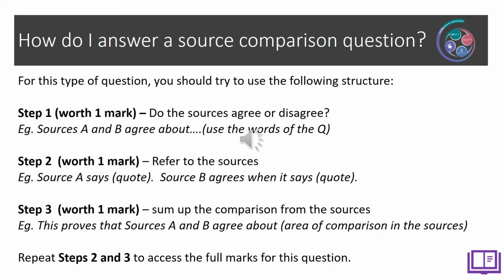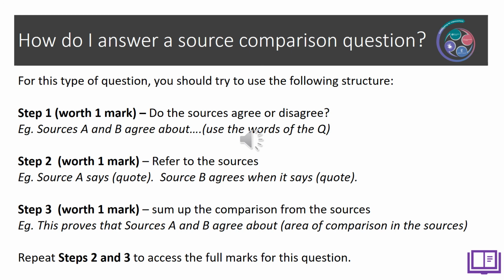From there we would go on to step 3, which is also worth 1 mark. At that point you're going to sum up the comparison from the quotes that you have just given. So this proves that sources A and B agree or disagree about, and you go back to the 2 quotes that you've just given and you sum up that area of comparison.